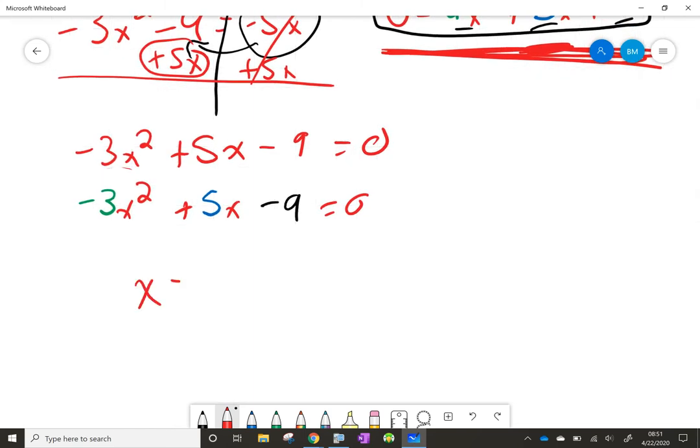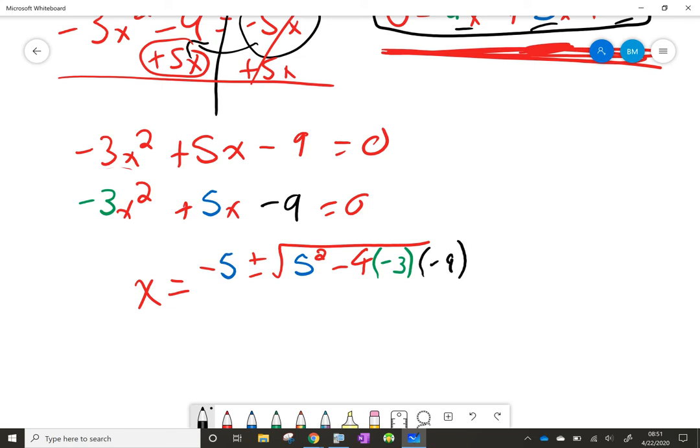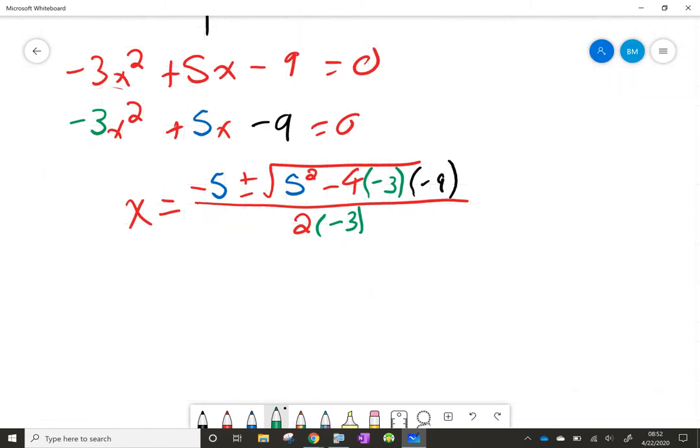So the formula is x equals negative b plus minus the square root of b squared minus 4 times a, which is negative 3, times c, which is negative 9, all divided by 2 times a. So we have quite a bit of work ahead of us here with these numbers. It's all the same thing. We just have to calculate it all, remember.